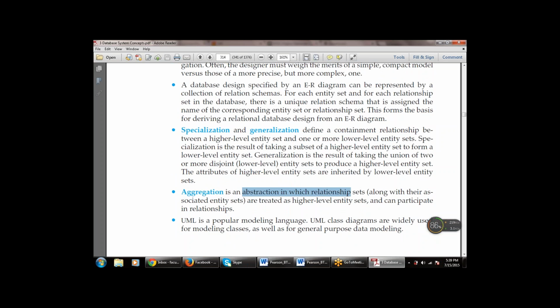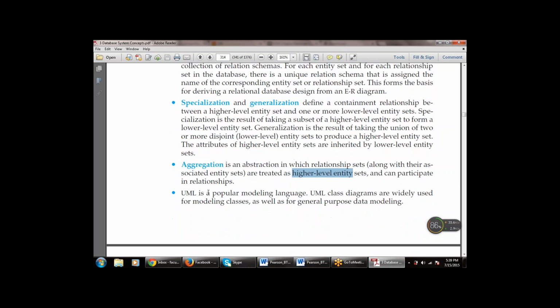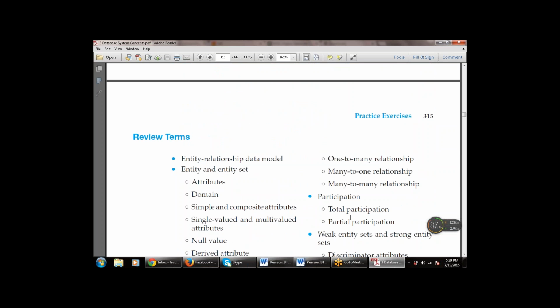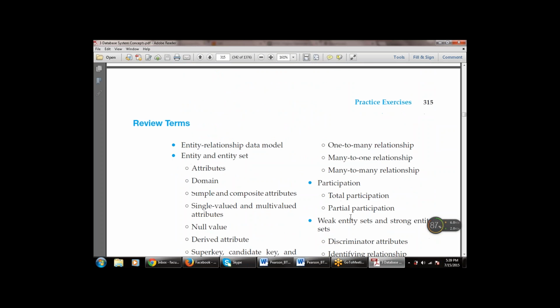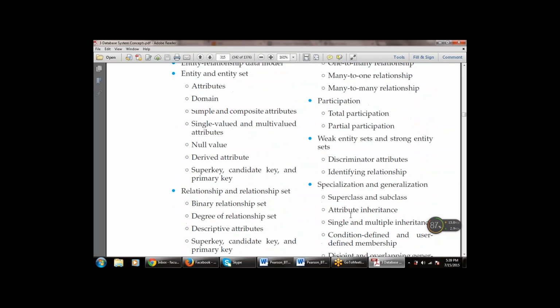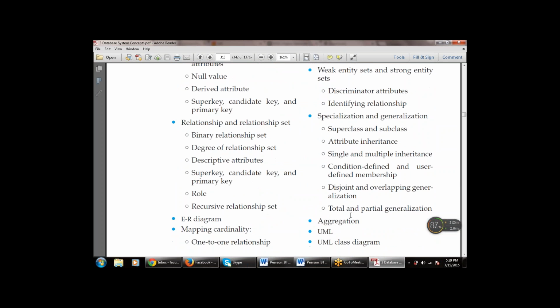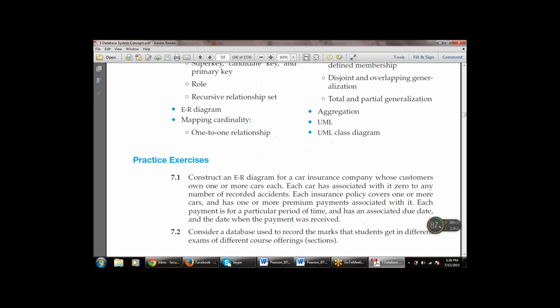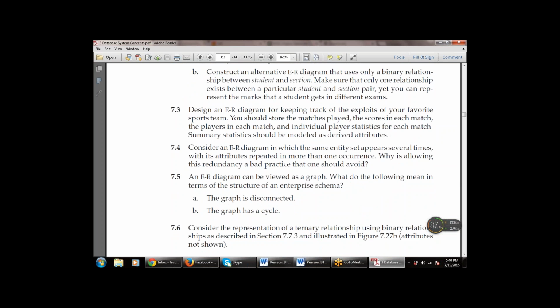Then aggregation is an abstraction in which relationship sets are treated as a high level entity set. Then UML is a popular modeling language that is widely used for modeling classes as well as for general purpose data modeling. And these are the various review terms that will be used in this chapter: the ER data model, participation, null values, derived attribute, degree, mapping constraint, and UML class diagram.